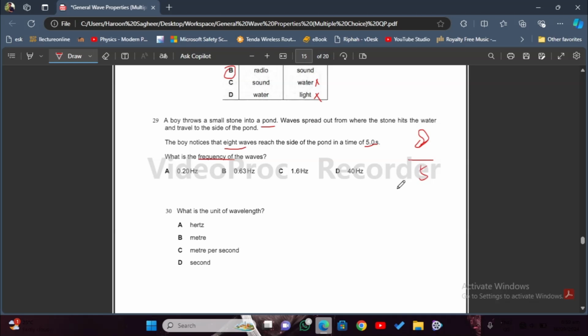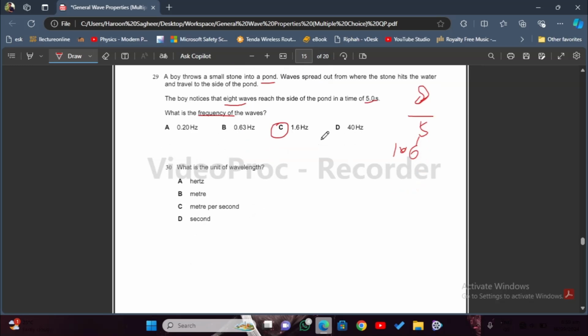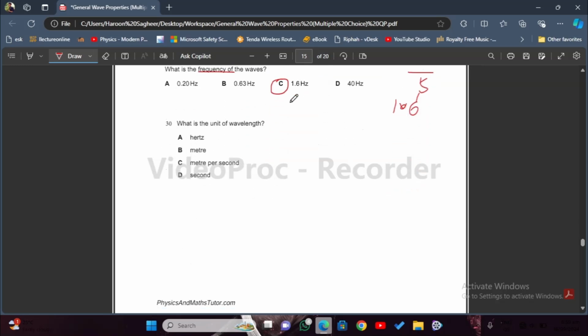So that option is basically 1 point, let's just divide this. 1.6. 1.6 is the option. You can calculate this in your calculator. I didn't use it, so you can. I hope that is the answer.